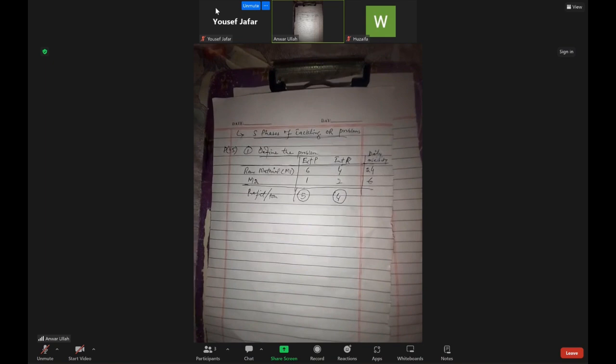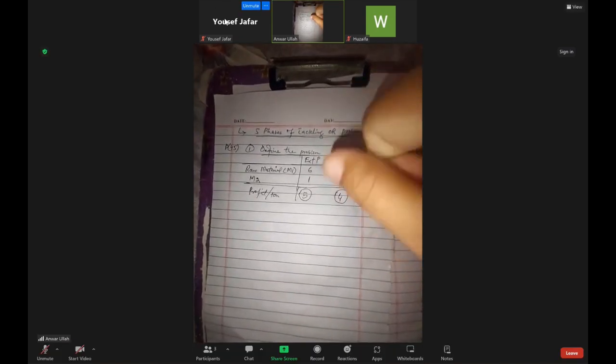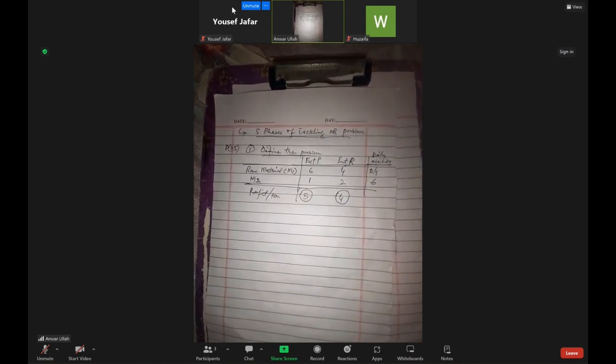This is actually already a defined problem. This is not something we defined from some paragraph or explanation. We will define problems like this from some given scenario. So this is already defined, but still I will identify the sections of it so that you understand, and then I will make a model out of it.